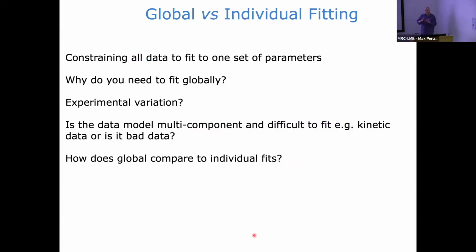Often, instead of fitting individually, we can do global fitting, so we can share these parameters. Sometimes that's needed if, say, you're doing kinetic data with SPR, where you might have experimental variation. But it's important to think about how the global fits compare to the individual fits.